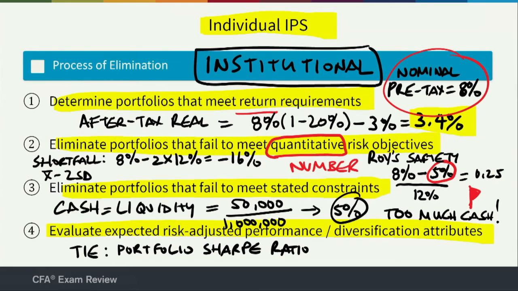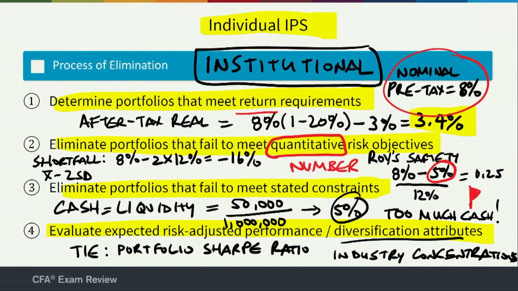We could also take a look at some diversification attributes like industry concentrations that the investor hopes to avoid. So there are many different ways that we can eliminate on number 4. But chances are that we should be able to eliminate portfolios by exhausting steps number 1, 2, and 3. This one here, number 4, in my recollection, hasn't come up that often.